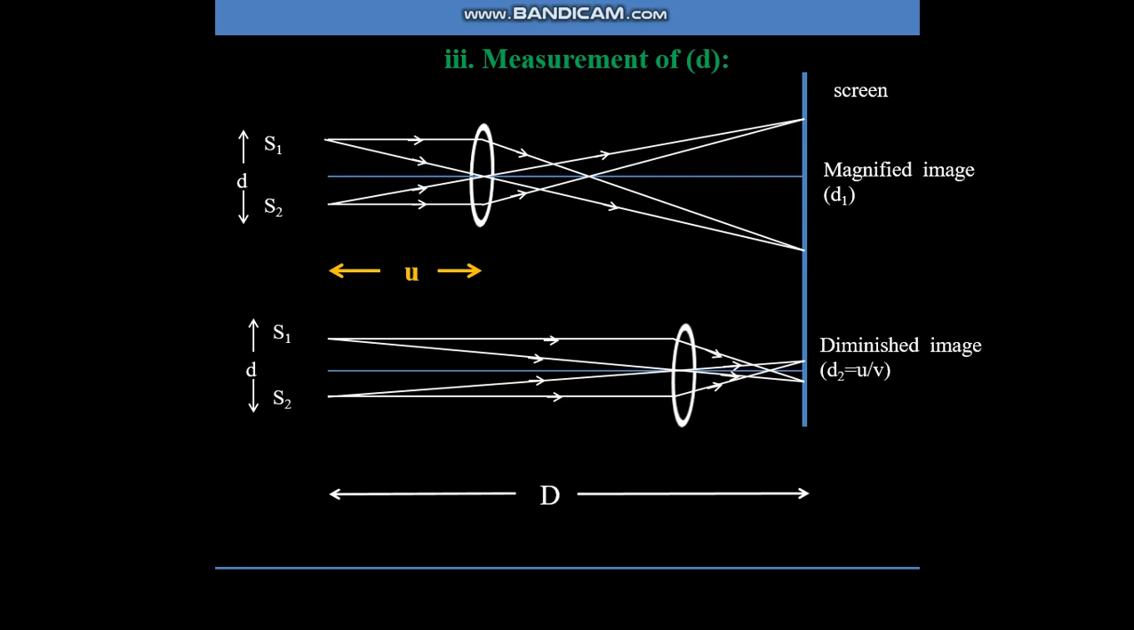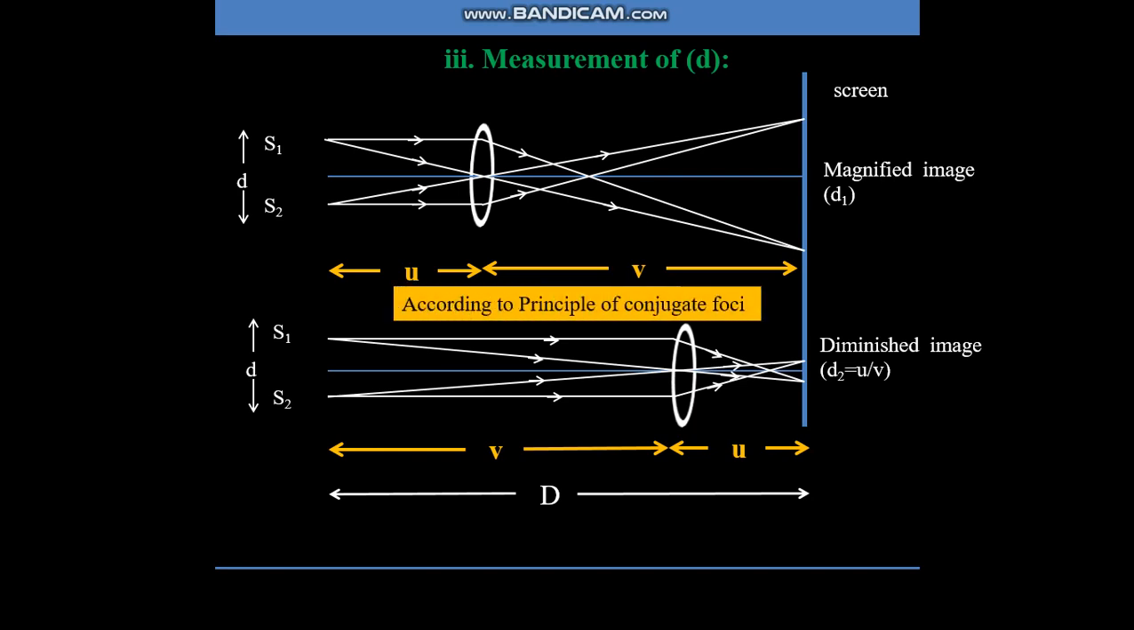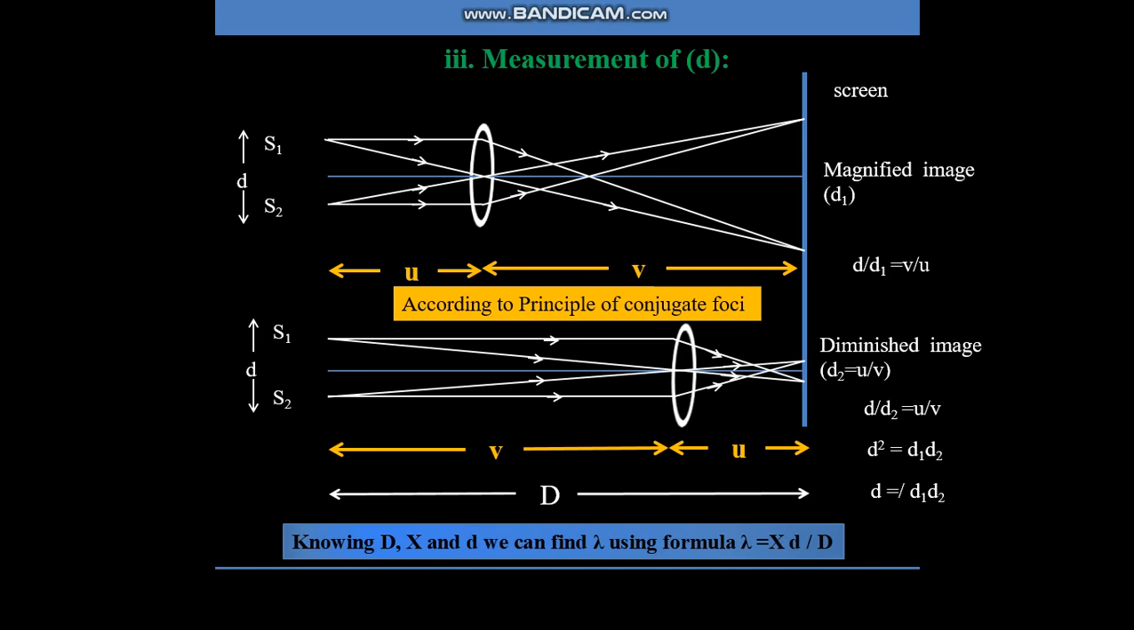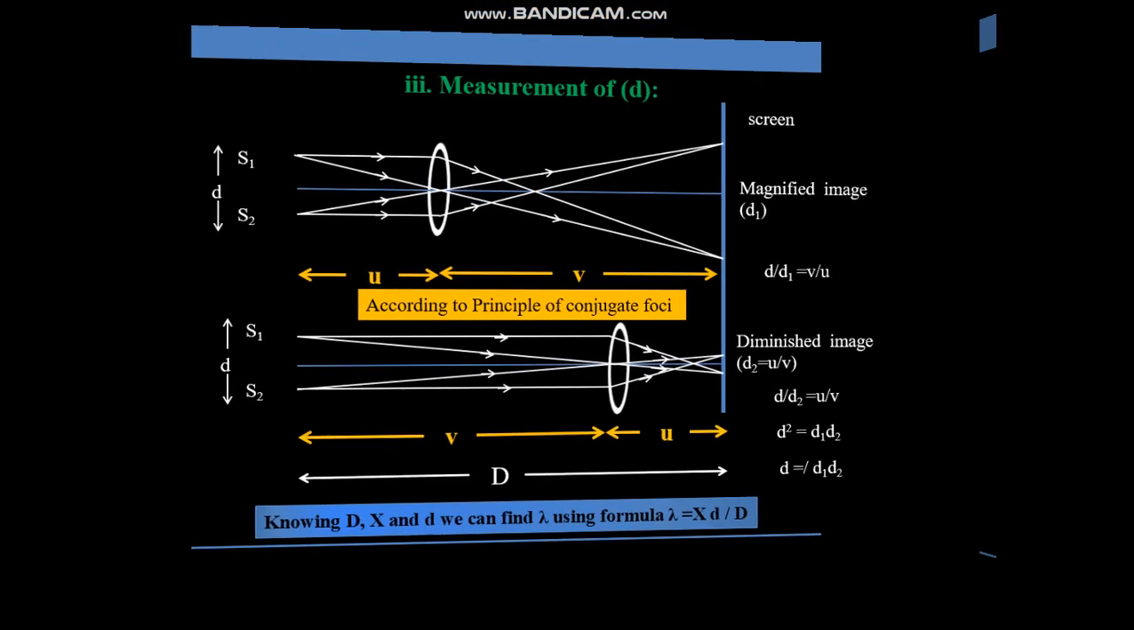Now we know the object distance is u. The image distance here is v. This becomes the image distance v here, and this is the object distance. This is according to the principle of conjugate foci. d by d1 is u by v, and d2 by d is u by v. So, d by d2 is u by v. d square is equal to d1 into d2. So, d is equal to root of d1 d2. So, knowing capital D, capital X and small d, we can find lambda using the formula lambda is equal to X small d upon capital D.